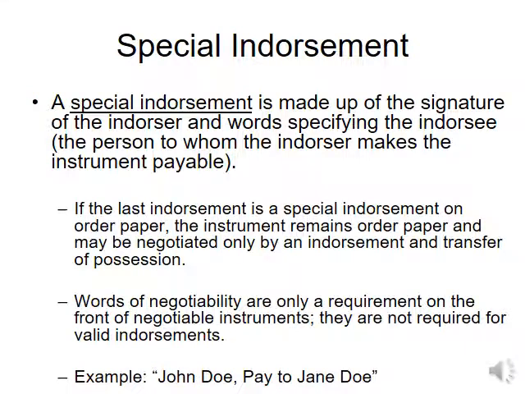So if you have, for example, John Doe, comma, paid to Jane Doe, what that means is it's made payable to Jane Doe, assigned by John Doe. This is a special endorsement because the only person it's endorsed over to is Jane Doe, she's the only holder. If the last endorsement is a special endorsement or it's the only endorsement on the instrument, that instrument will be order, which means it needs an endorsement and also delivery to negotiate this instrument.